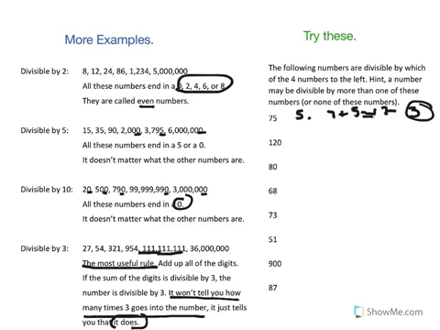120, let's see, it's even, so 2. Ends in a 5 or a 0, so 5. Ends in a 0, so 10, and then if I add 1 plus 2, I get 3. So 3 also goes in. 80, it's even. It ends in a 0, so 5. Oops, 10. 8 plus 0 is 8. No, 3 doesn't go in.